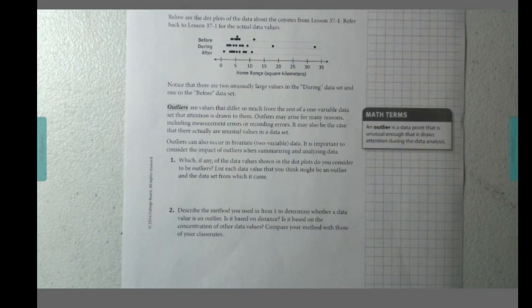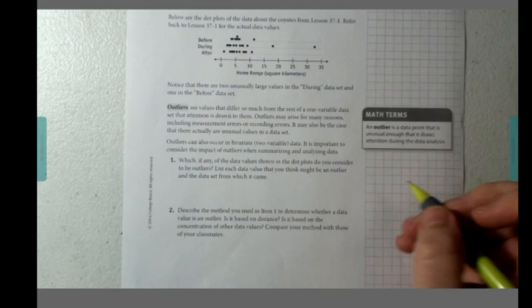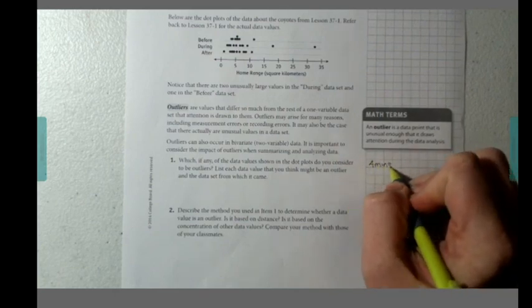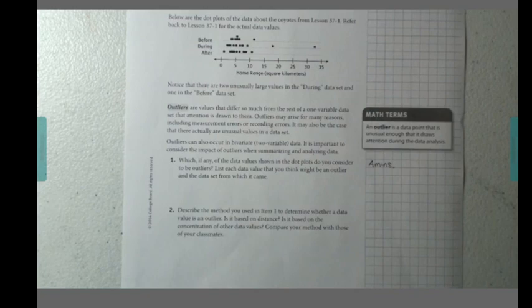Okay, question number 2 says, describe the method you used in item 1 to determine whether a data value is an outlier. Is it based on distance? Is it based on concentration of other data values? Compare your method with those of your classmates. So that answers questions 1 and 2. I don't think that this should take us very long, so I'm going to go ahead and give you a 4-minute time limit on this. So go ahead, pause the video, and please work through questions 1 and 2 with your table mates.